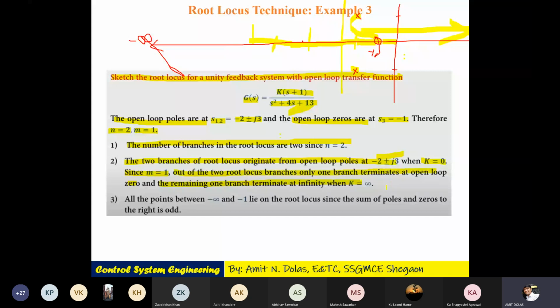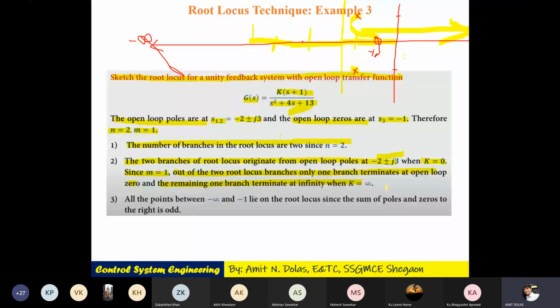All the points between minus 1 and minus infinity are on the root locus, or are roots, since the sum of poles and zeros to the right is odd, as we have already seen. If we take any test point after minus 1 towards minus infinity and check the number of poles and zeros, the addition is odd, therefore it is completely a root locus. I'll move to the next PPT.